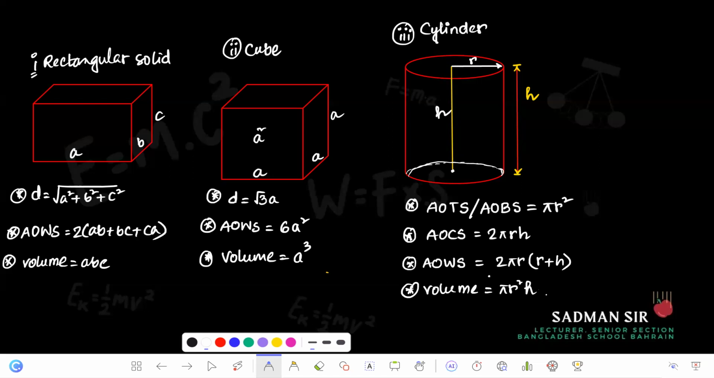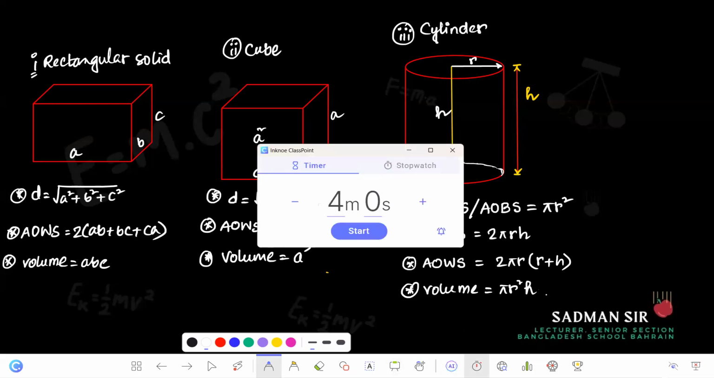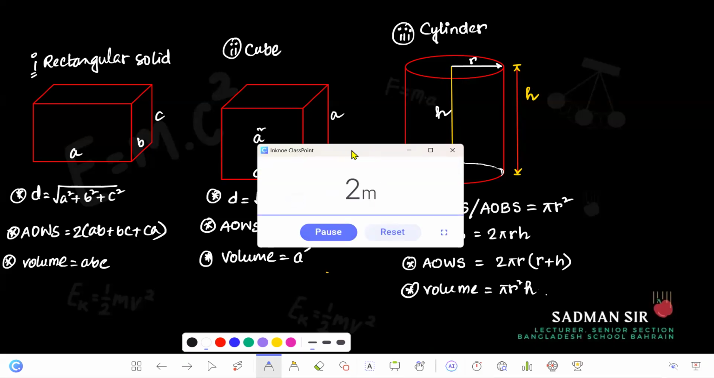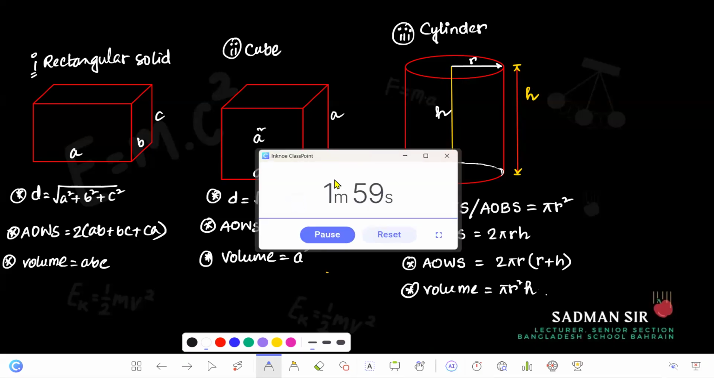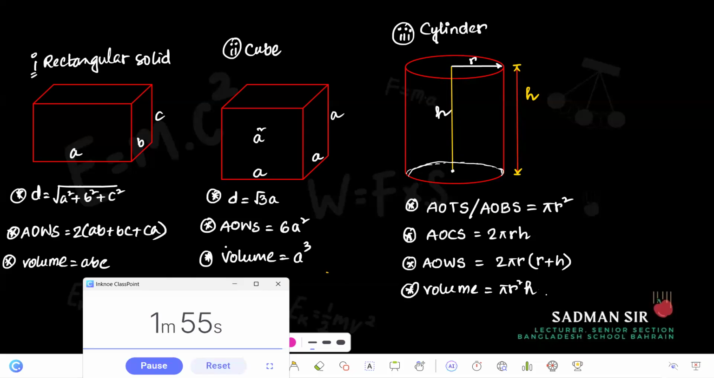I will give you 2 minutes to write it in your notebook, and then we will move on to solving the exercise problems. Okay, so please write this in your notes. Most of this you already know, so just revise. Okay, if you can, memorize it right now once more.